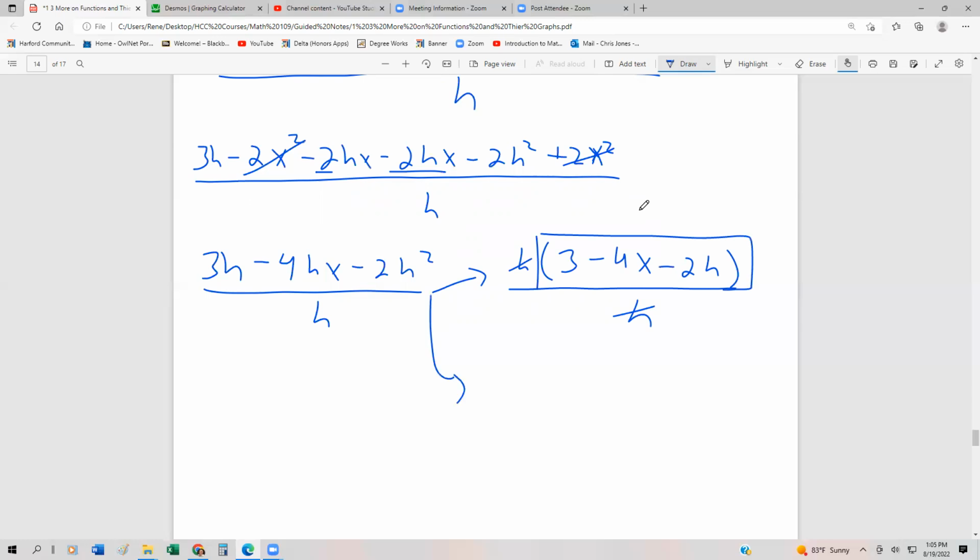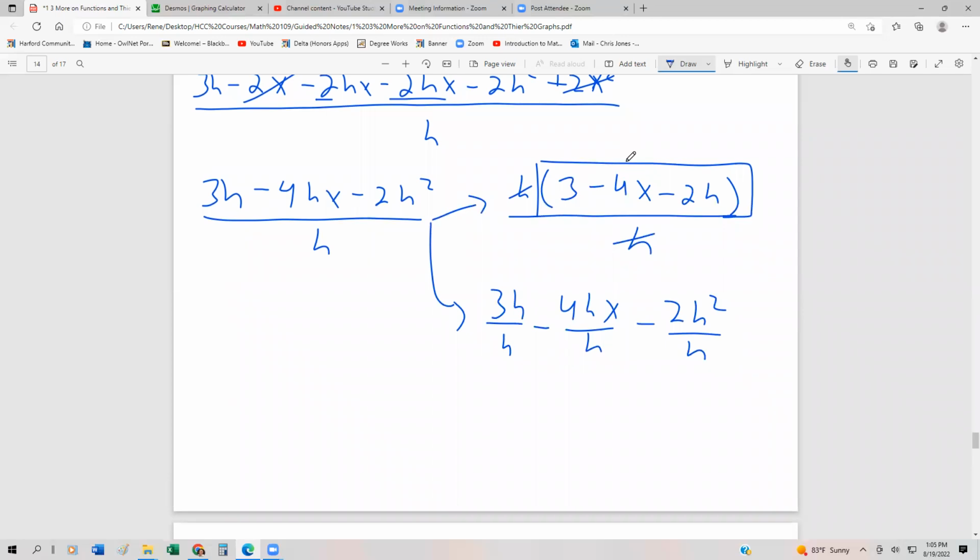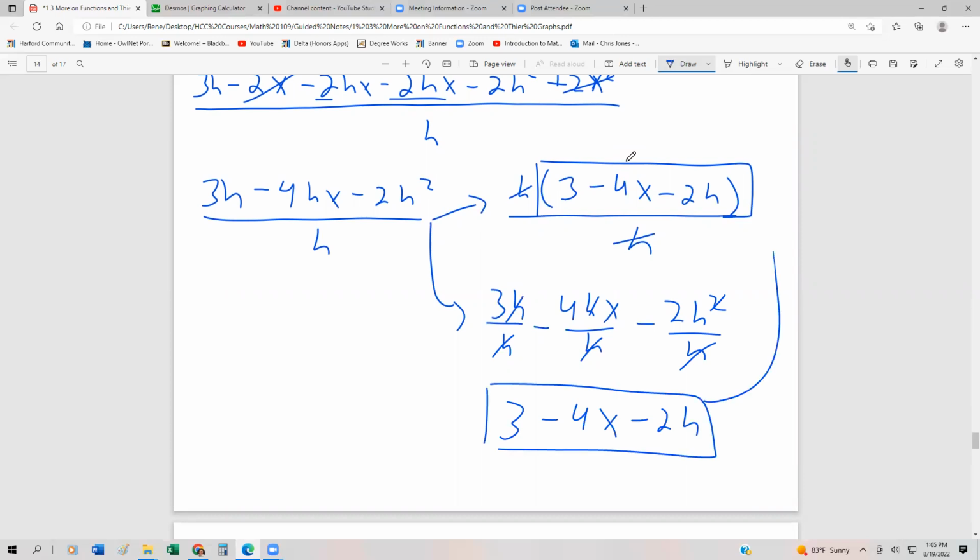Or another way of doing this is write it as 3h over h minus 4hx over h minus 2h squared over h. And then each of those would simplify by a factor of h. So the h and h, and then one of the h's would go away. And so we would be left with 3 minus 4x minus 2h. Either way, we still get the same result for both of those. But I just wanted to show you 2 different ways of being able to simplify that algebraic expression. Never hurts to see the algebraic steps a few times.